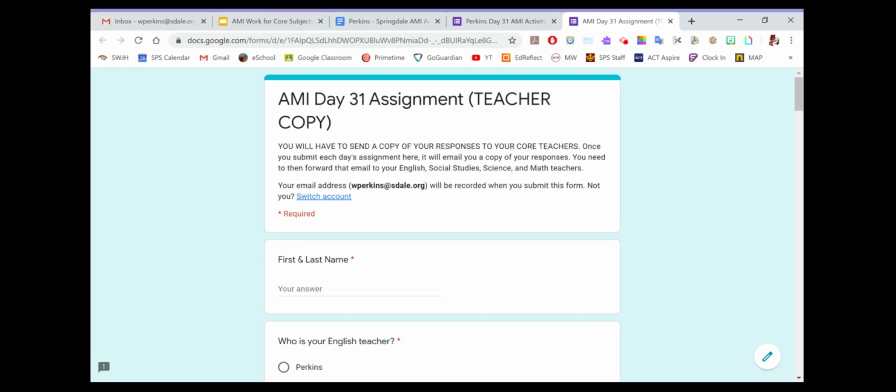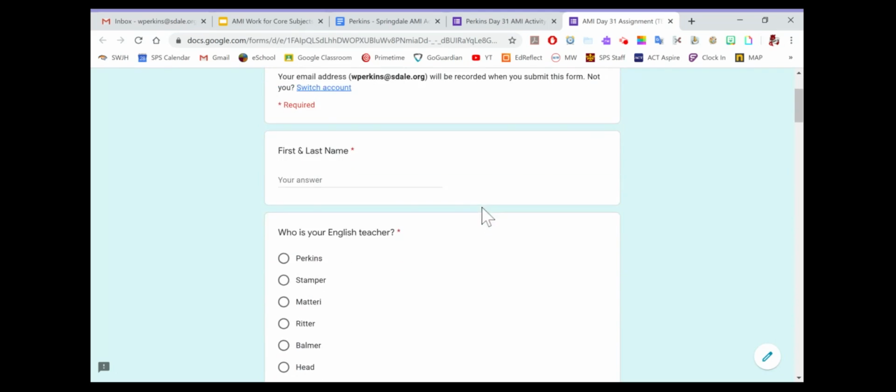Once you submit each day's assignment here, it will email you a copy of your responses. You need to then forward that email to your English, social studies, science, and math teachers, okay? Your email address will be recorded when you submit this form, okay? So let's start with the first question, which is always the easiest question, your first and last name. Make sure you put your first and last name because we have several students that have the same first name and we don't want to give somebody else your grade, okay?